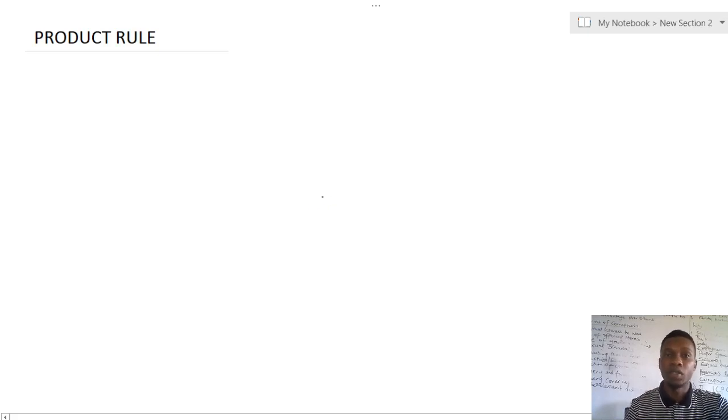Today we'll be talking about the product rule of a function. When we have a function y of x that has two functions multiplying each other, let's call it u of x multiplying v of x, each of them is a function with respect to x.